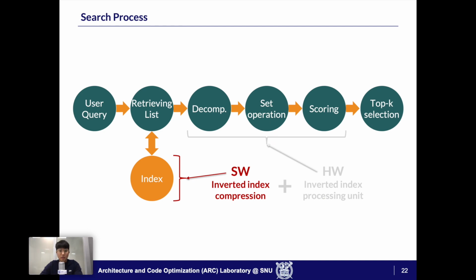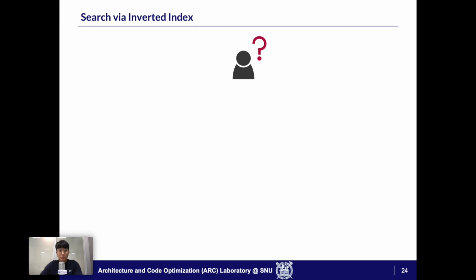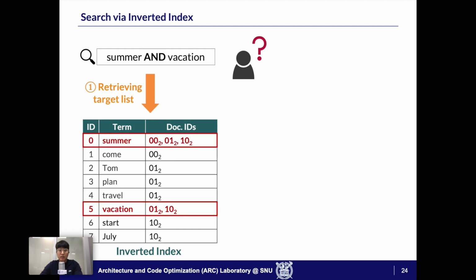Now, let's talk about 2U architecture design. Before diving into the architecture design, I briefly introduce the overall search process via the inverted index. The user tries to find a document that contains both summer and vacation. First, the search engine finds the key-value pairs that contain both terms in the inverted index. And then the engine restores the original document IDs through decompression.